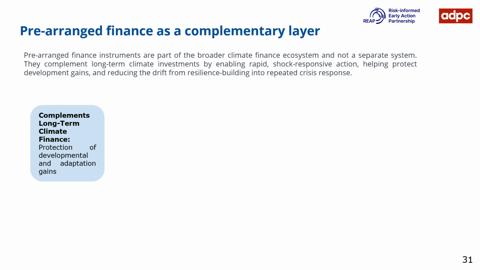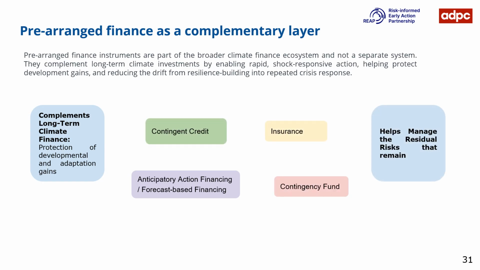However, even strong adaptation investments cannot remove all risk. Droughts, floods, storms, heat waves, and other hazards may still occur. Prearranged finance helps manage these residual risks. It enables rapid, shock-responsive action and helps protect earlier development and adaptation gains. In practice, this may include anticipatory action financing, forecast-based financing, contingency funds, insurance, and contingent credit. The central message is that adaptation and early action should reinforce each other.